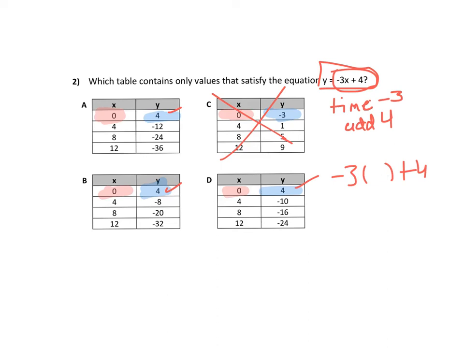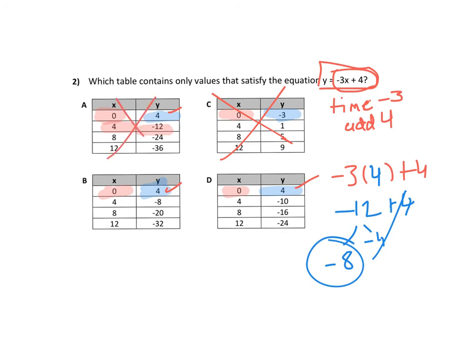So I'm going to plug in a 4. Negative 3 times 4 is negative 12. Plus 4, I have some zero pairs. I need to borrow 4 negatives. That cancels out, which leaves 8 negatives. So my answer is negative 8. And when I look, I see negative 4, negative 12, not negative 8. So that cannot be right.